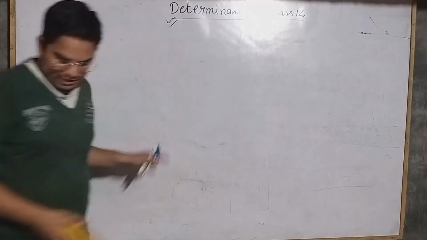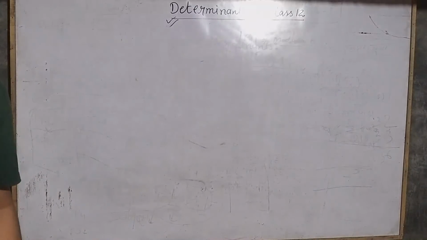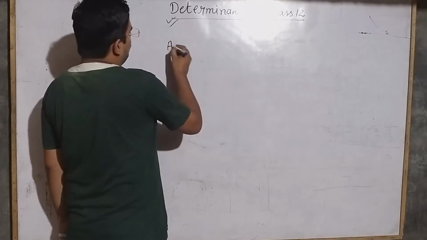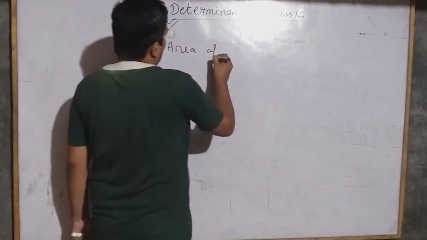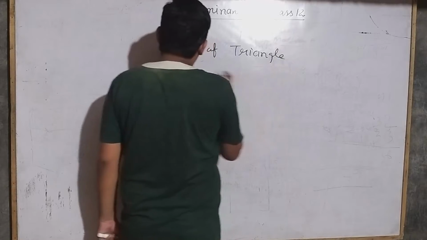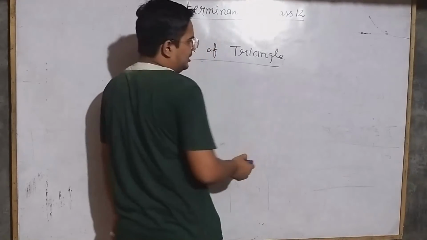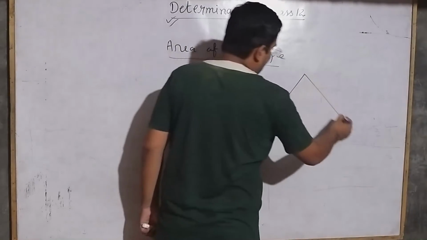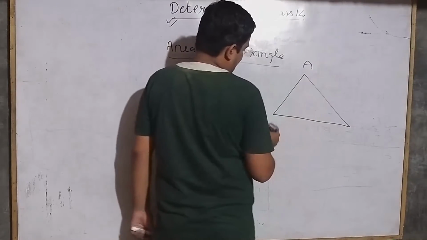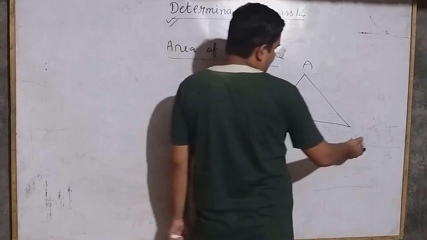Okay, fine. So let's see our next topic. What is given here? Now I am going to tell you about the area of the triangle. Look at this. Area of triangle. How to find the area of the triangle with the help of determinants? Look at this. This is your triangle. This is A, this is B, and this is C.